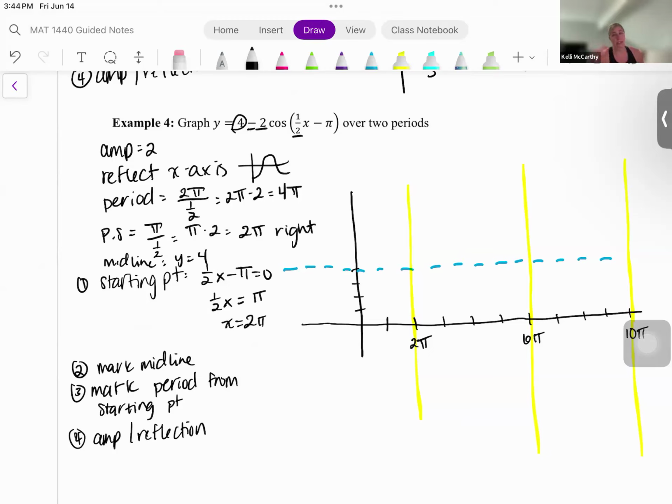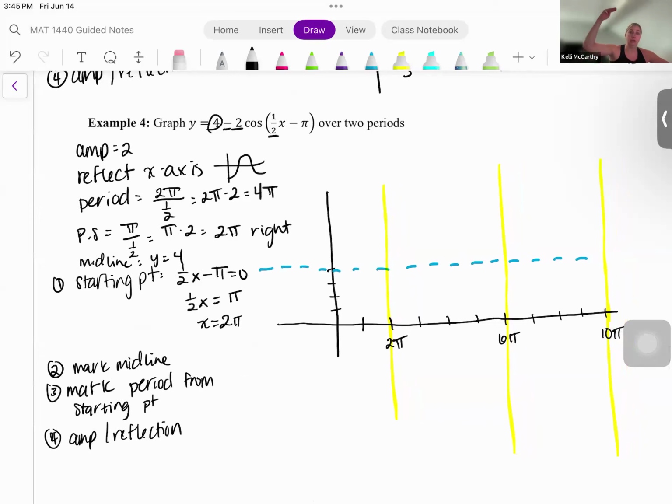The last step, we want to start marking our amplitude. So identifying our minimum and maximum values. Our amplitude is 2, so that's going to be 2 units above that midline and 2 units below the midline. So 1, 2, and then 1, 2 is here. So we've got from 2 to 6 are going to be the values for our minimum and our maximum.